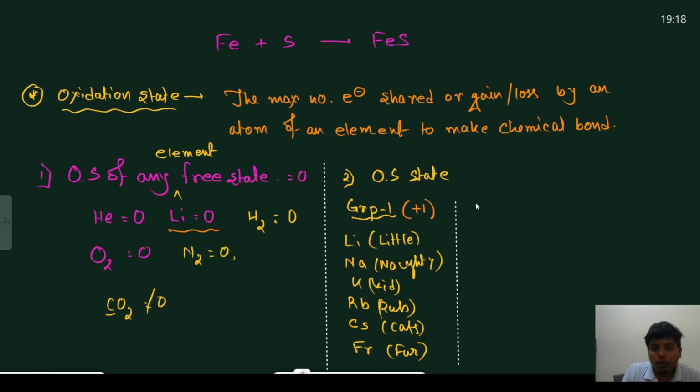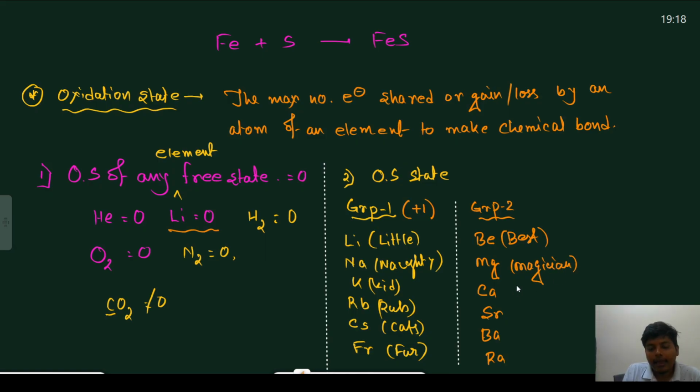Next, group 2 elements. Group 2 elements means beryllium, magnesium, calcium, strontium, barium, radium. How to remember? Best magician can strongly vanish rats.